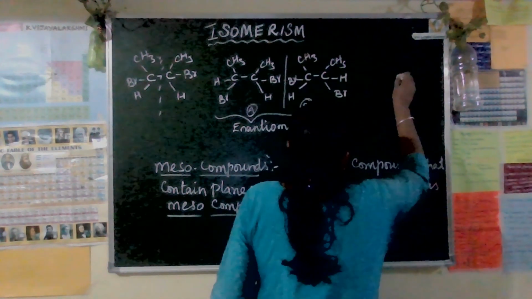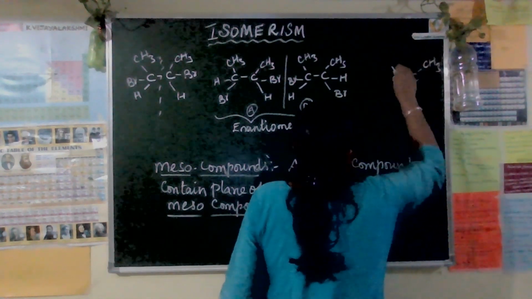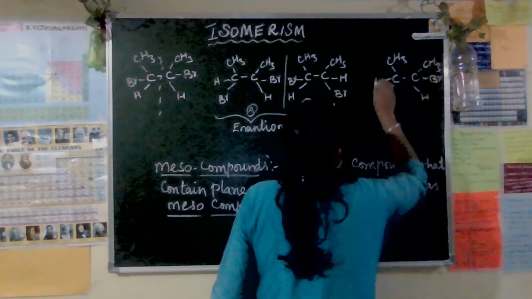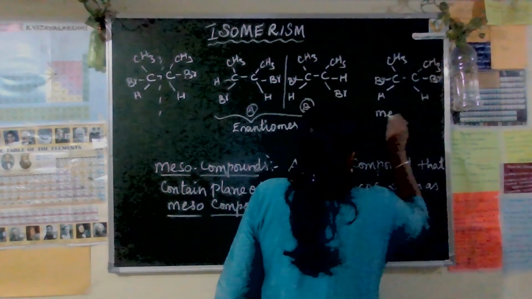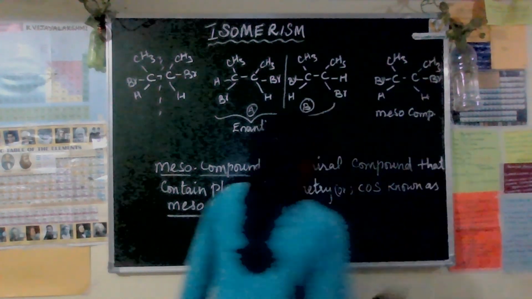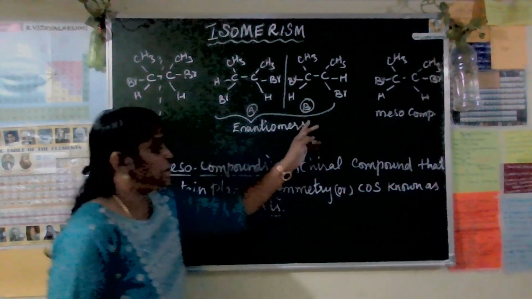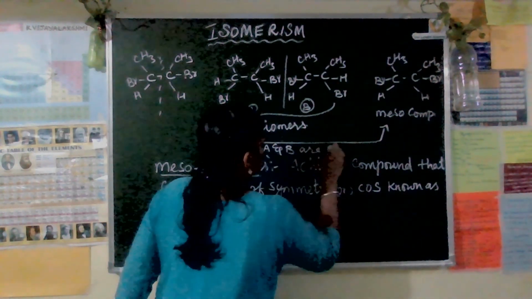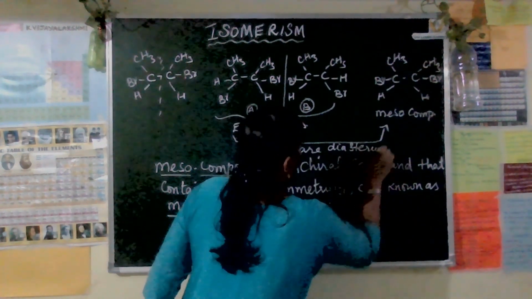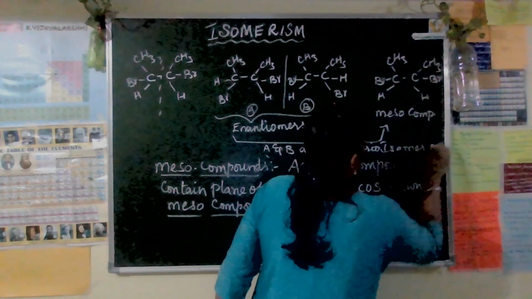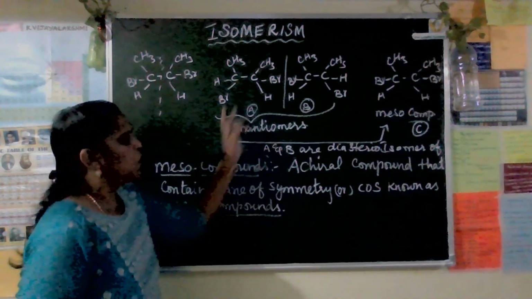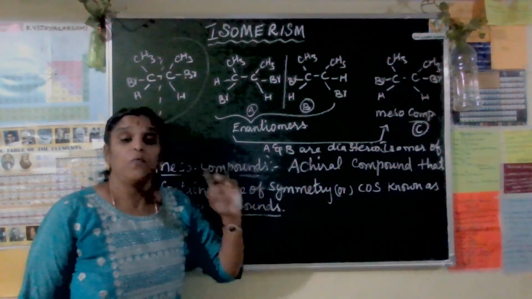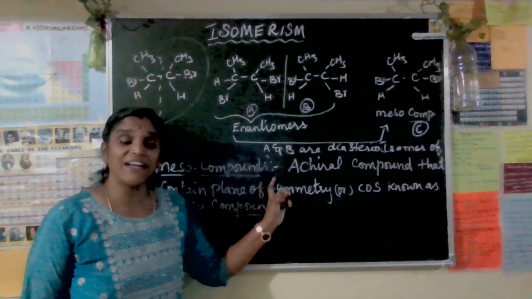Now, the meso compound. Here in the meso compound, carbon connected with carbon, here CH3, here CH3, and here hydrogen, here Br, and here Br. So this is the meso compound. Now this A and B are diastereoisomers of C. This is C, and A and B are diastereoisomers of C. Hope you're clear with that. Now we are going to see one small calculation part related to stereoisomers.